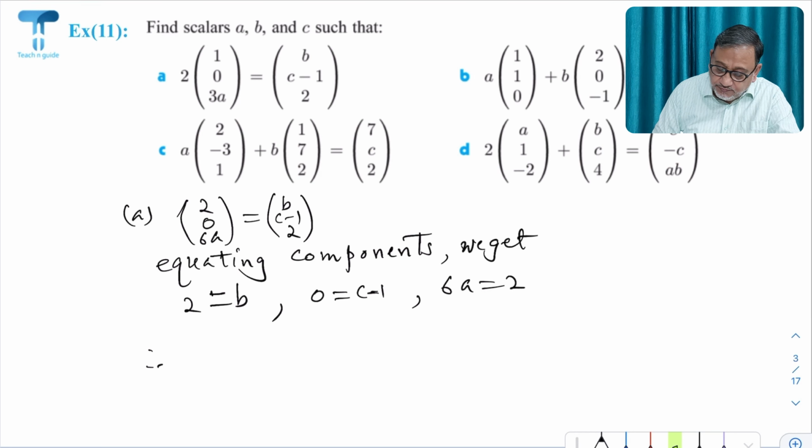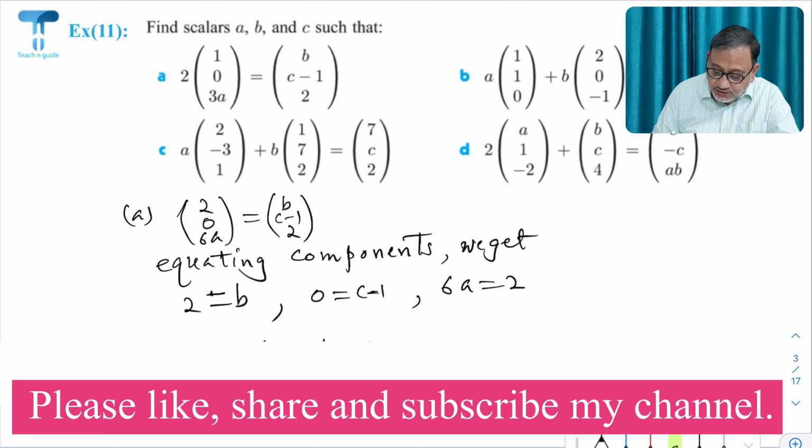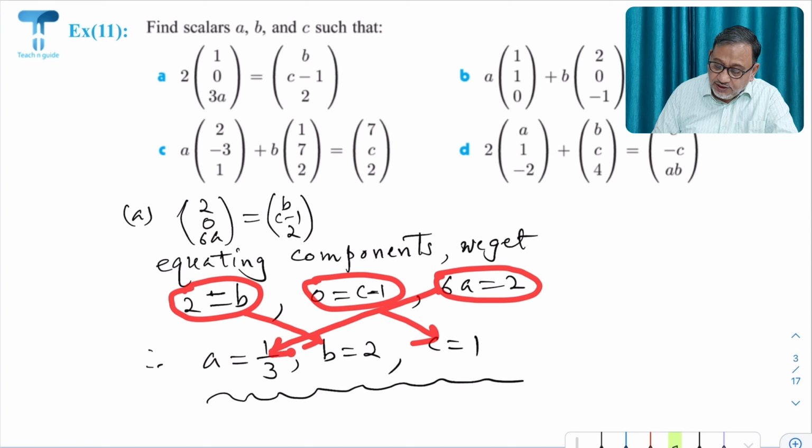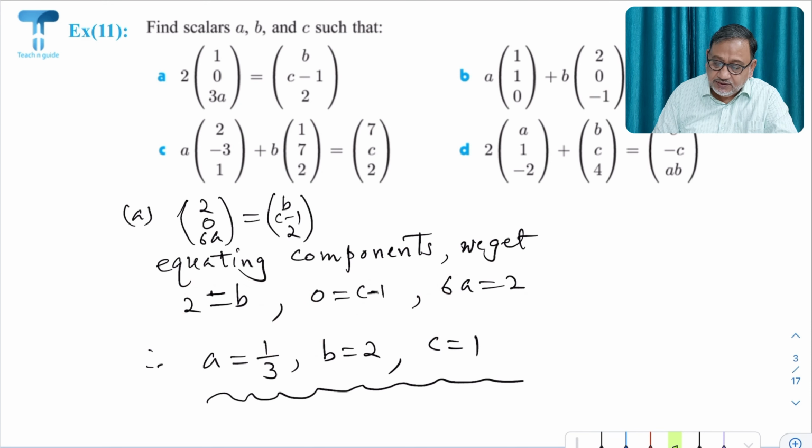So therefore, from the third component, A is 2 divided by 6, which will be 1 over 3. From the first place, B is equal to 2. And from the second place, C is equal to 1. So like that I got values of A, B and C. Okay. So A is 1 by 3, B is 2 and C is 1. Look here. From this I got B, from this I got C, and from this I got A. 2 divided by 6 will give me 1 by 3. So I hope you understood this, right?